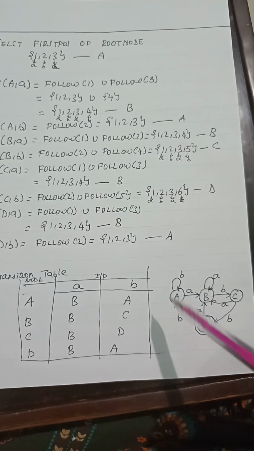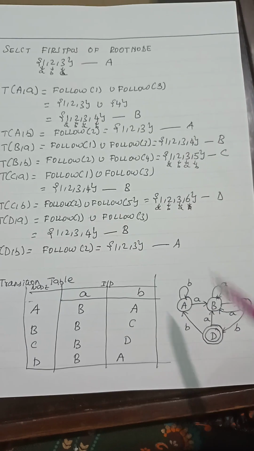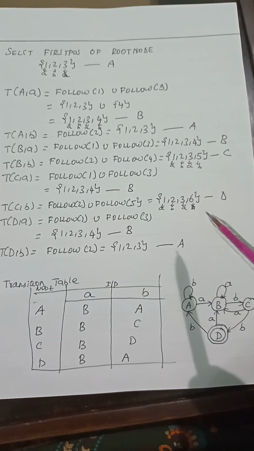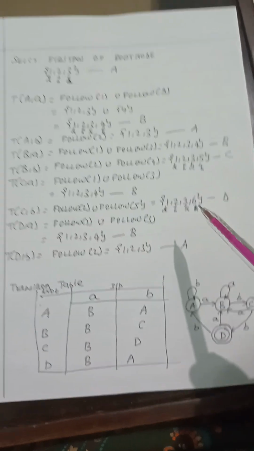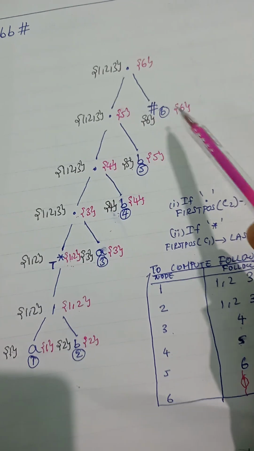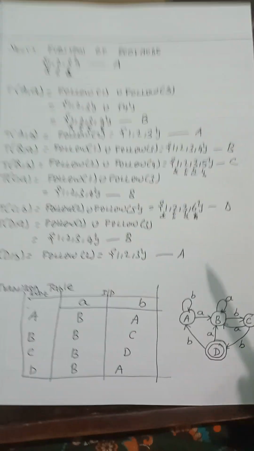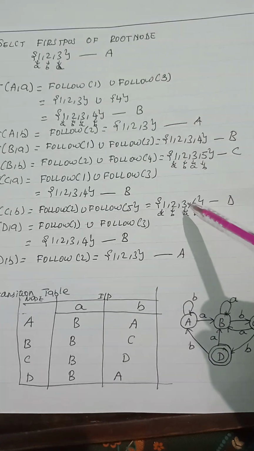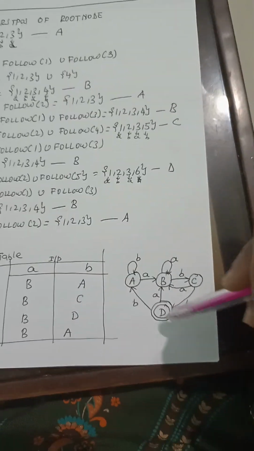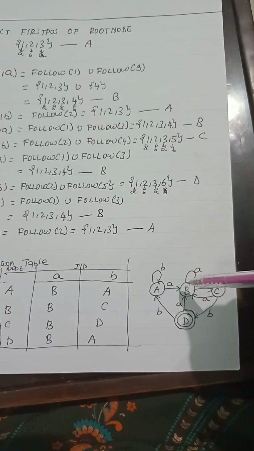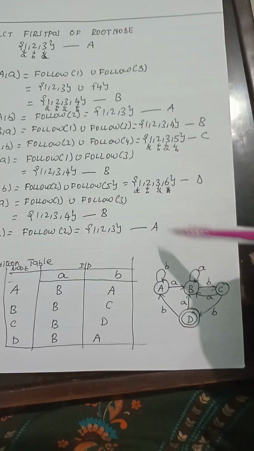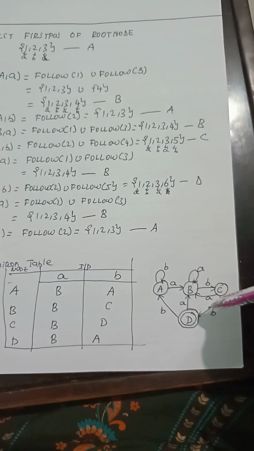Now we have to select which is the final node. Among the given nodes, the one having the end node, that is the hash node. According to our syntax tree, node 6 is the hash node. Only in the set D do we have this node 6. So D is a final node, and I have marked it as final. So now I have converted the given regular expression to a DFA.